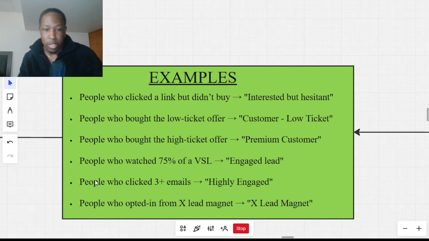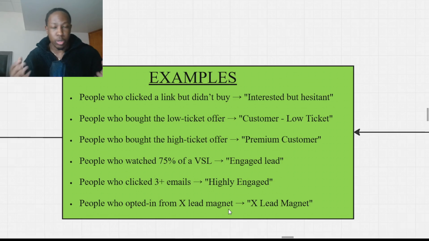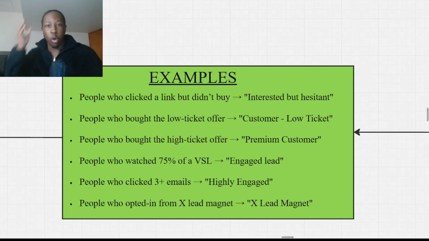People who clicked 3+ emails, highly engaged, or people who opted in from whatever lead magnet, you can call them X lead magnet. For example, someone who comes from a free nutrition guide lead magnet, you can call them with the tag free nutrition guide lead magnet. So you really understand that they come from this type of lead magnet, and then you can do your actions based on their actions on your sales funnel.